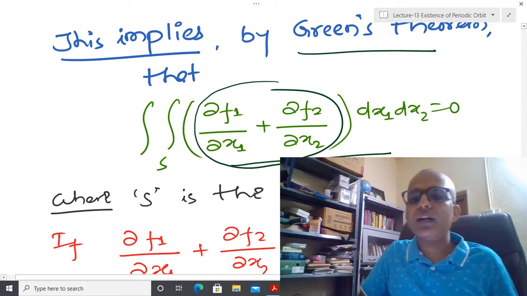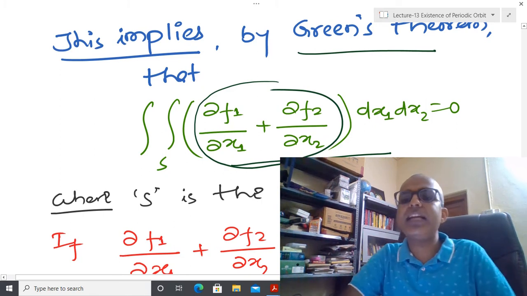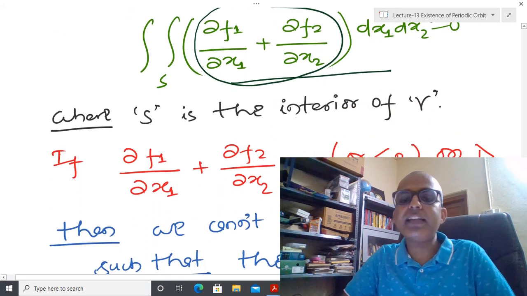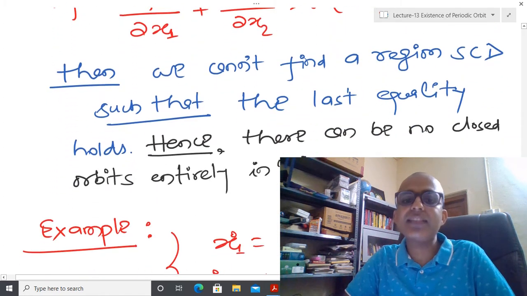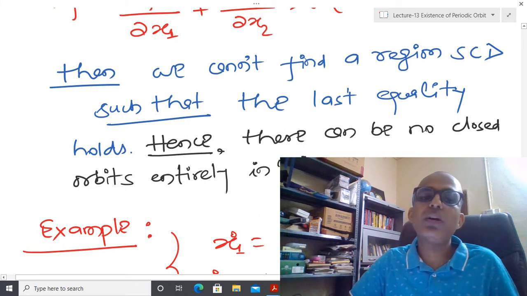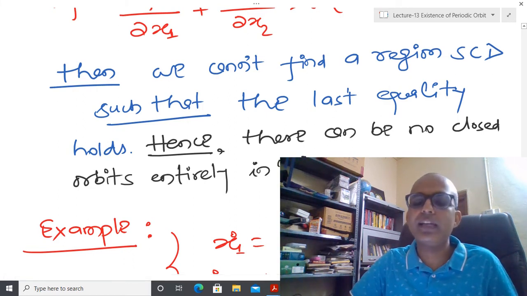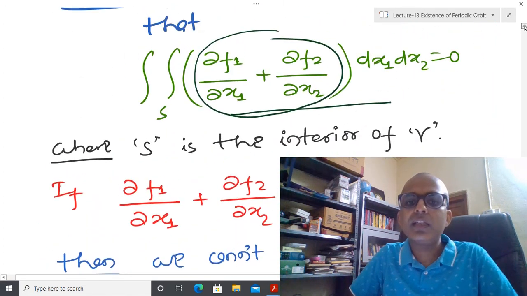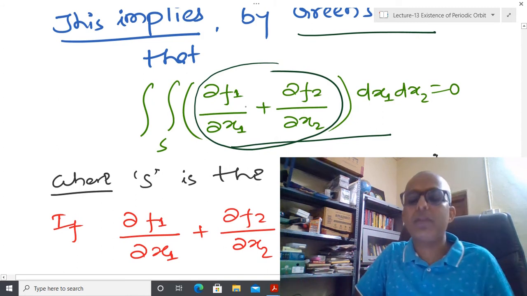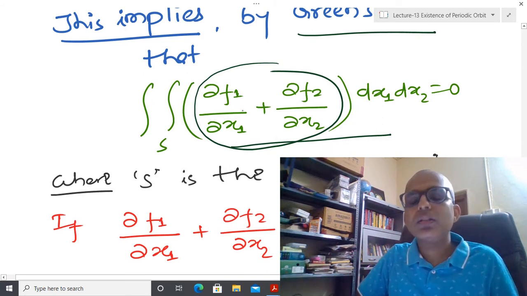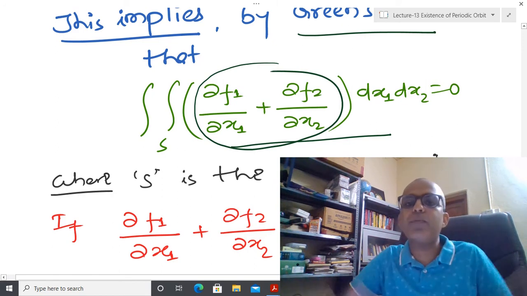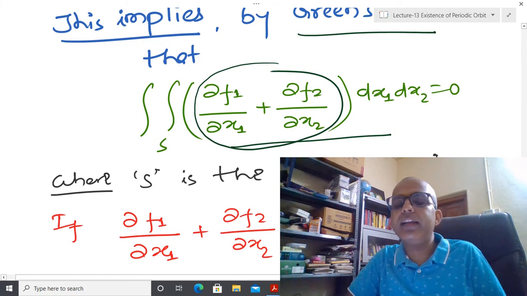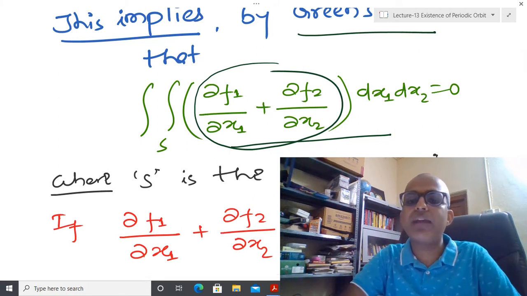Okay, if this is greater than 0 or less than 0, then I can guarantee that we cannot find a region S such that the last inequality holds, hence there is no closed orbit entirely in D. In that way, I just have to check now that this should not be 0. If that is 0, then there may exist some kind of closed orbit. But if this condition is violated, if it is either positive or negative, then this is the condition for a closed orbit in the two-dimensional plane. So we have derived it from the line integral.